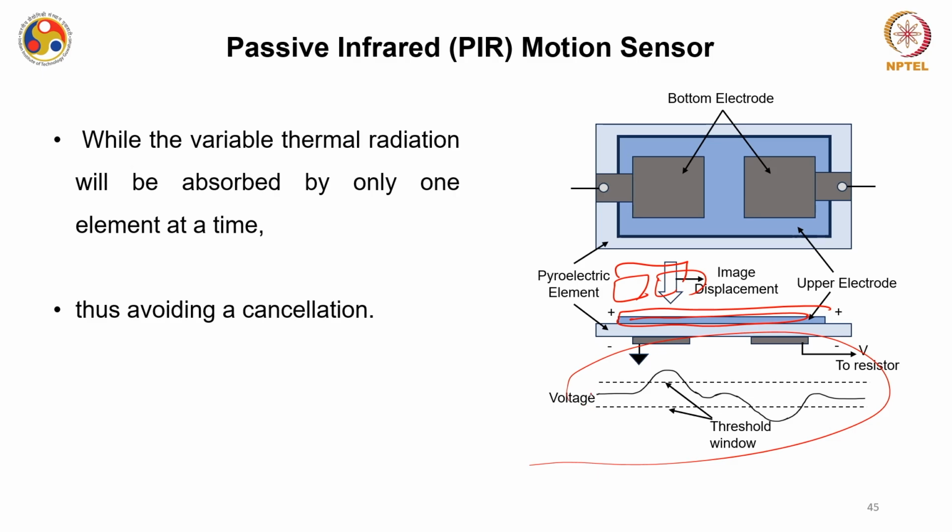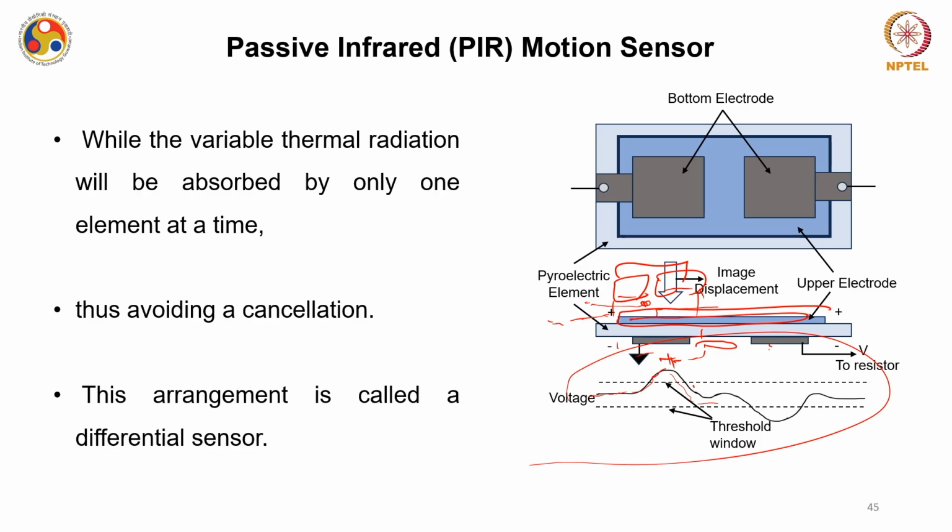So it started when it was in this area, the voltage was 0. When the thermal radiation comes in the first electrode pair, it crosses this threshold window and this voltage is positive. Now when this thermal radiation crosses this area and comes in this area where the two electrodes are separate, the voltage goes back to 0, and again when it comes here, it takes a negative value and then it becomes 0. That's what this electronic circuit is doing.